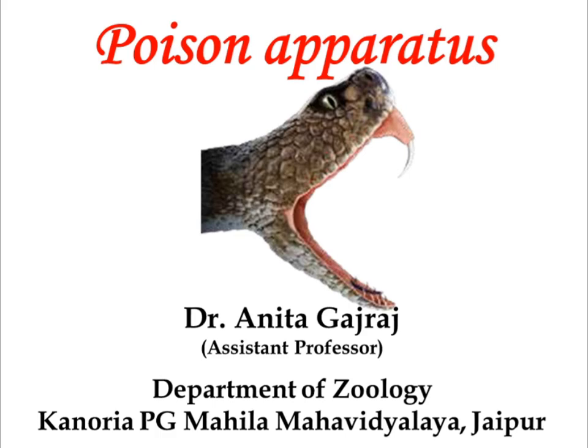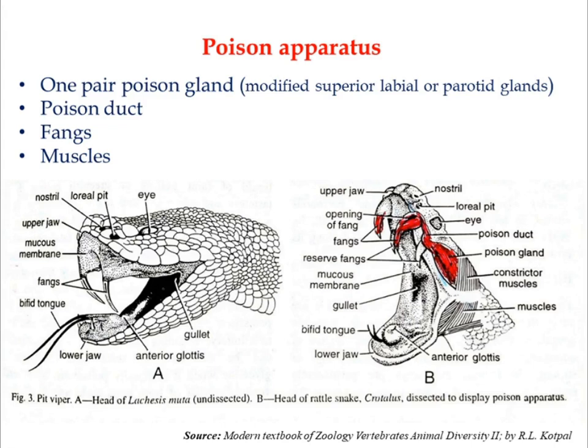Hello everyone. Our today's topic is poison apparatus in venomous snakes. As we all know, all the poisonous snakes have poison apparatus located in their head, which is not present in non-venomous snakes. Poison apparatus includes one pair of poison glands, a poison duct arising from poison gland, fangs, which are also paired, and muscles associated with poison gland.